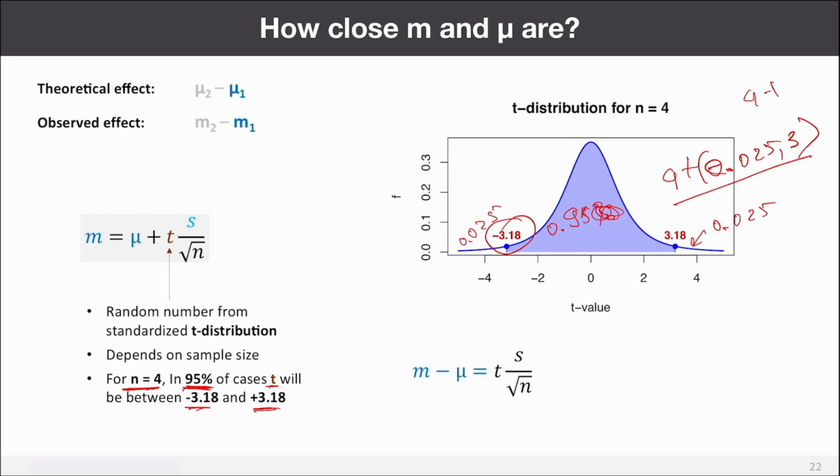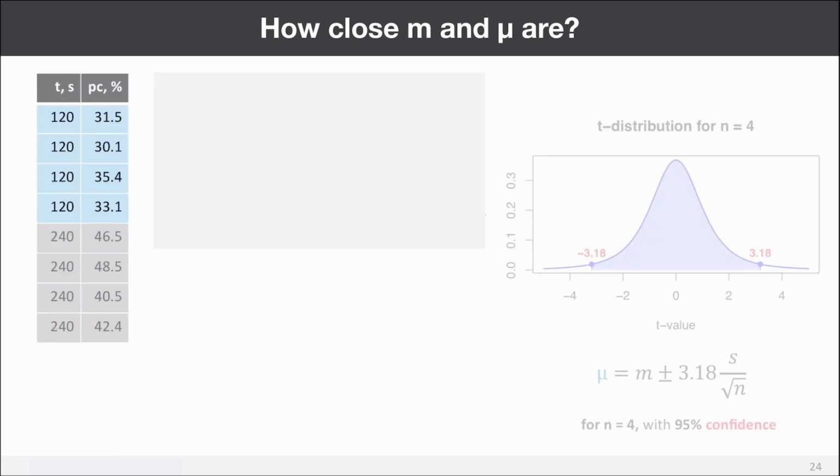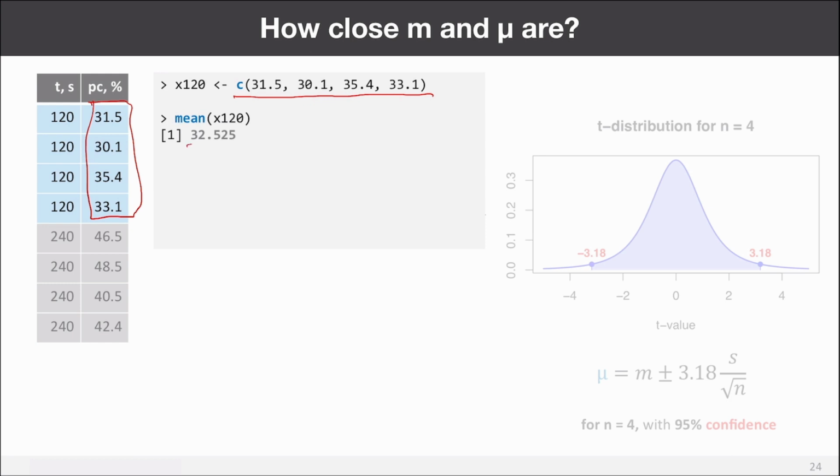Okay. Now, if we know this value, then we know that the error margin will be 3.18 standard errors. And that's the possible largest difference between the average of your sample and the average of your population in 95% of the cases, right? Now we can use it to make the calculations. So this is my sample 1. I will use R. First of all, I make a vector with all these 4 values that I got from here. Then I compute the average, 32.6 if you round it to 1 decimal. Then I compute the standard deviation, 2.3.